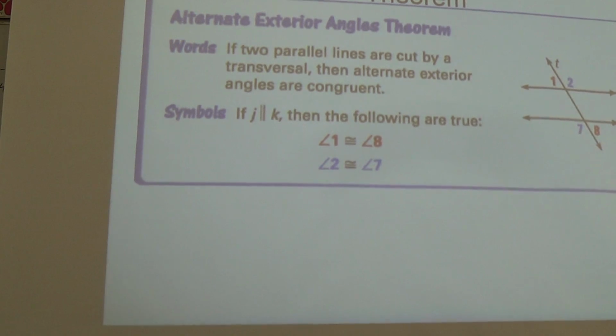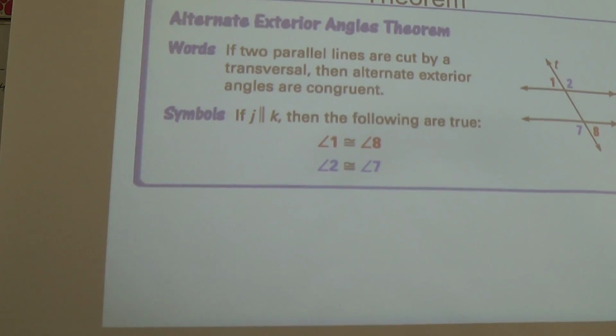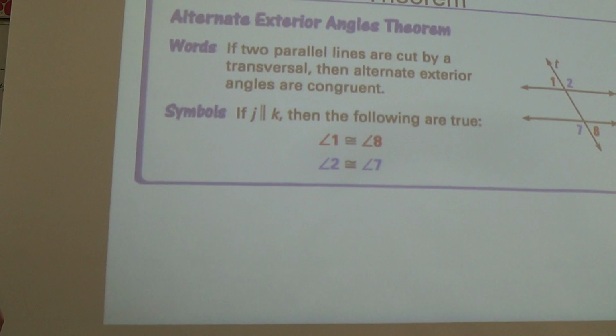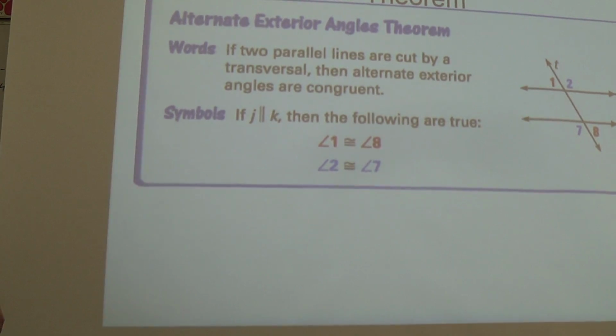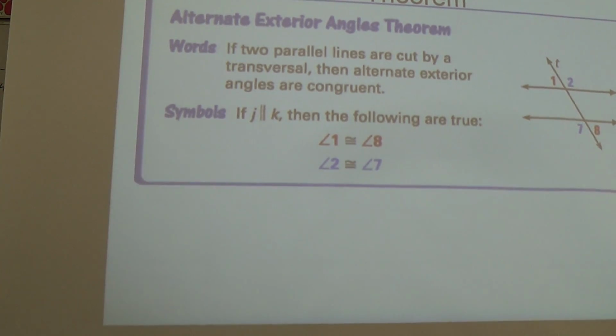So alternate interior means inside the parallel lines, and alternate exterior means outside the parallel lines. Thus the interior and exterior part of that notation.